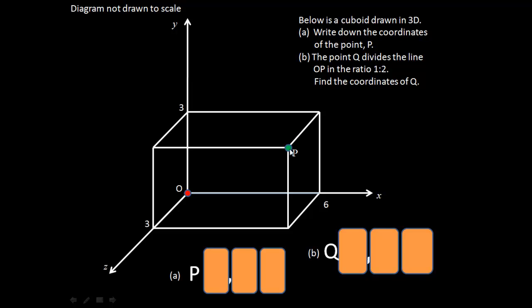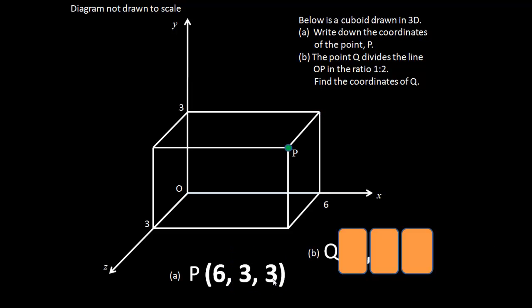Well, that should not be difficult now, since if you've been watching the other tutorials. So from the origin, we're going 6 units along the x-axis, 3 units parallel to the y-axis, and 3 units parallel to the z-axis. So let's have a look at that. 6, 3, 3.